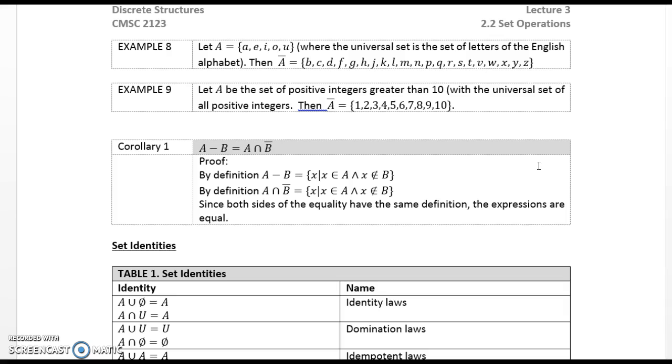Example 9. Let A be the set of positive integers greater than 10, with the universal set of all integers. Then the complement of A is 1, 2, 3, 4, 5, 6, 7, 8, 9, 10.